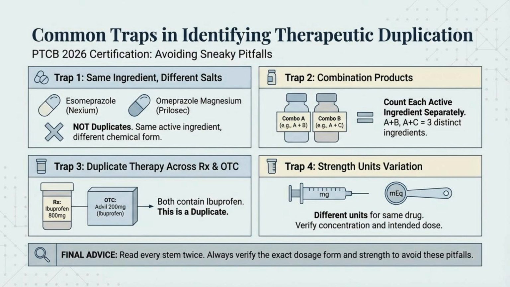Watch out for common traps. Trap 1. Same active ingredient with different salts are not duplicates. Trap 2. Combination products have multiple active ingredients. Trap 3. Duplicate therapy across prescription and OTC medications must be flagged. Trap 4. Different strength units need careful verification.